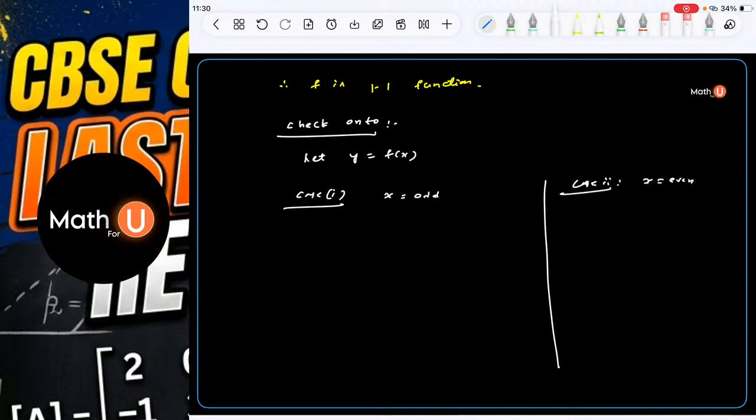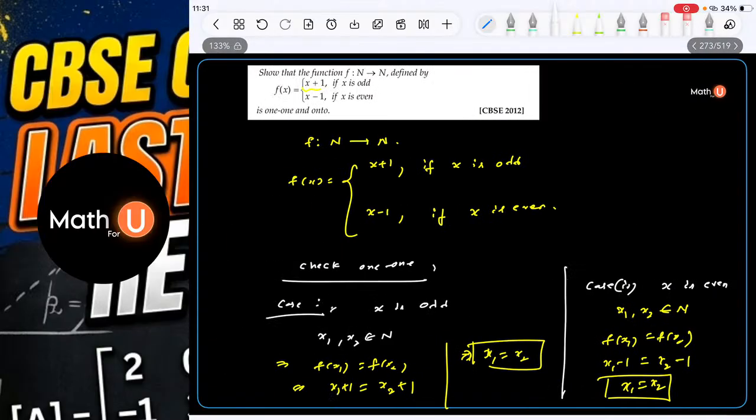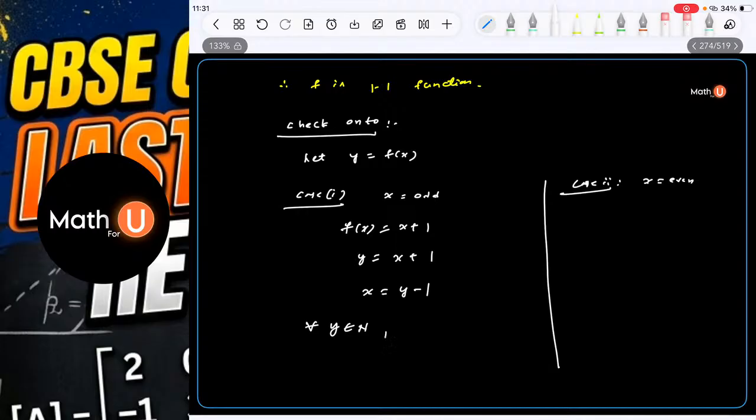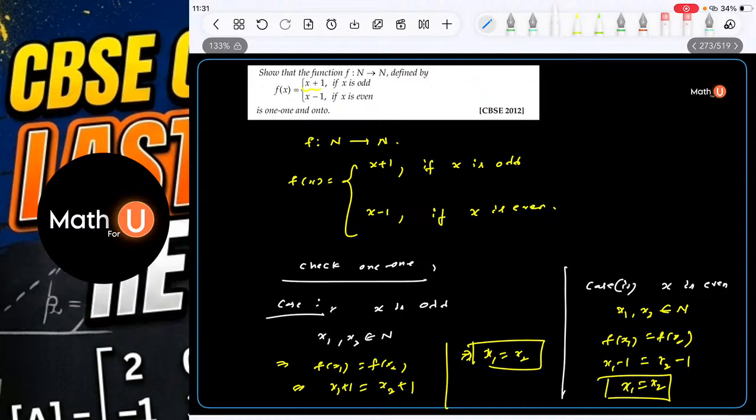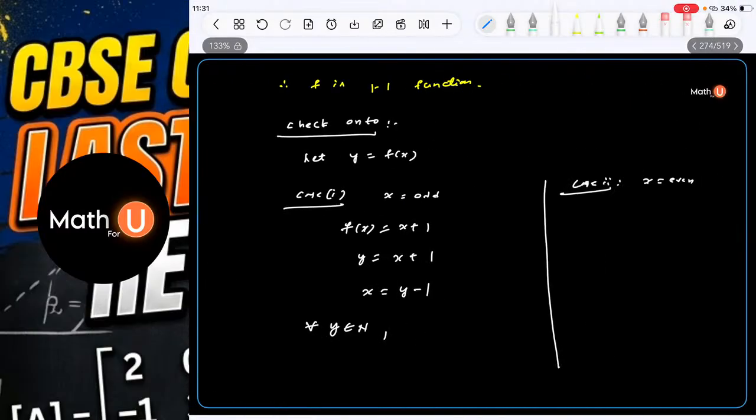Okay, if x is odd, what is the function? x plus 1. In place of f of x replace y is equal to x plus 1, then x is equal to y minus 1 we get. There exists y belongs to natural number. x is odd, right? That means x plus 1. There exists x is equal to y minus 1.